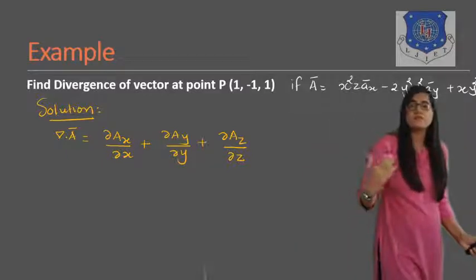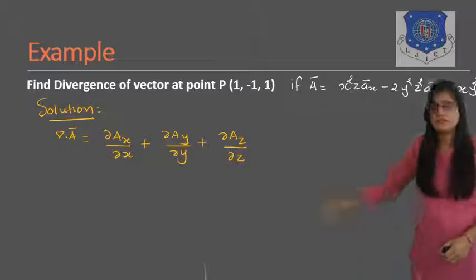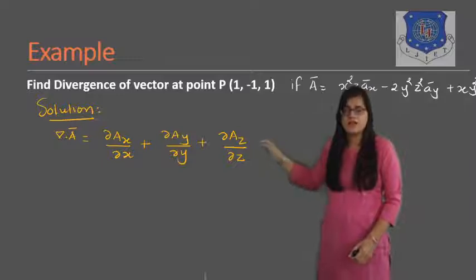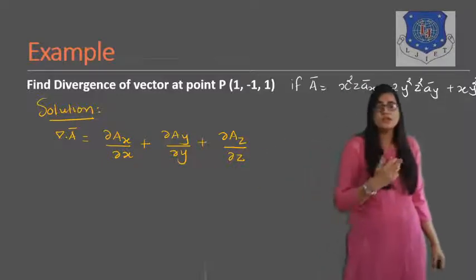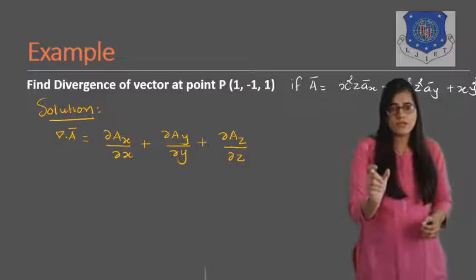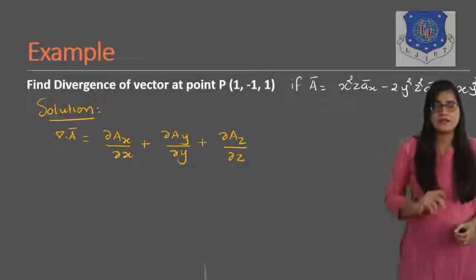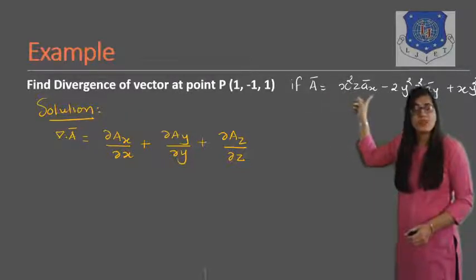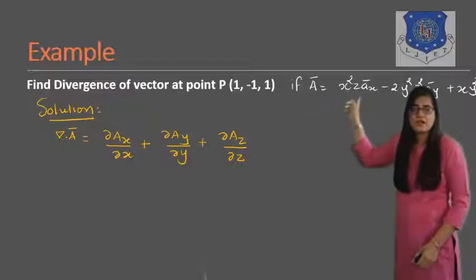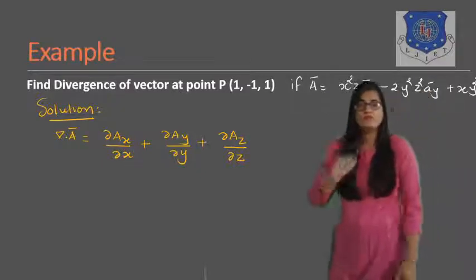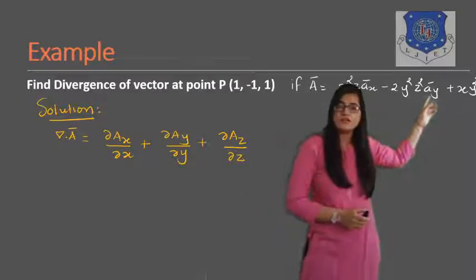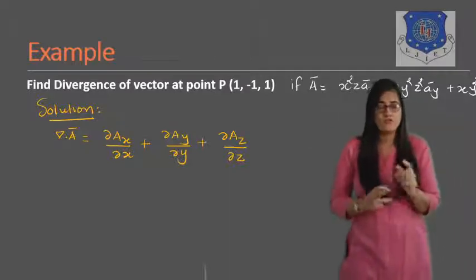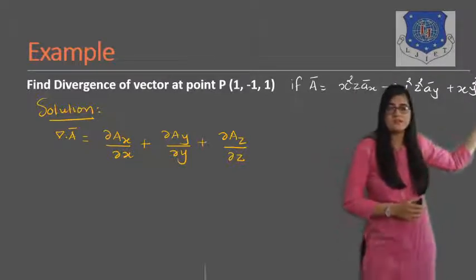So you have to use the equation for divergence in the Cartesian system, that is del Ax by del x plus del Ay by del y plus del Az by del z. In this given problem statement, capital Ax is x square z because it is multiplied with the direction ax. Capital Ay is minus 2y square z square. Now Az, the coefficient in the z direction, is x y square z.